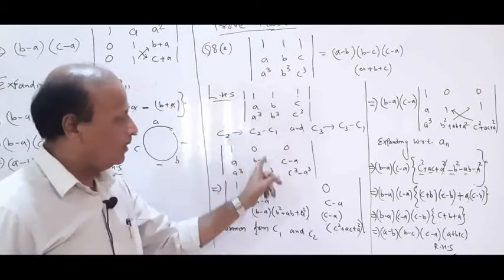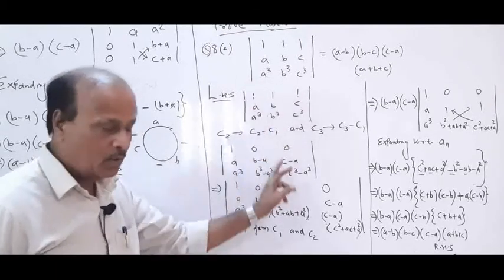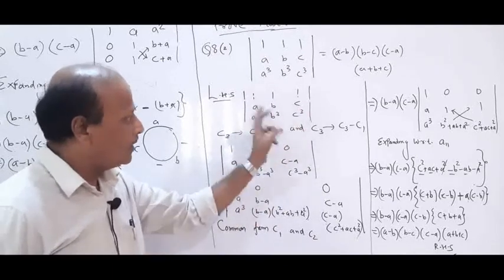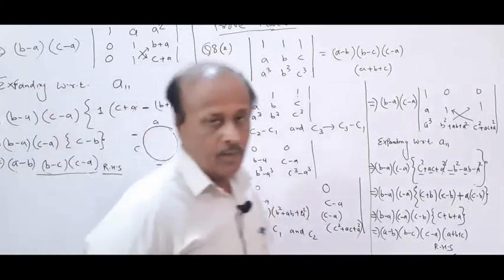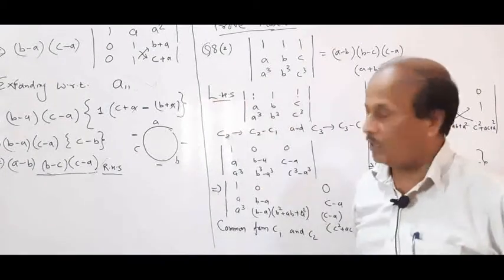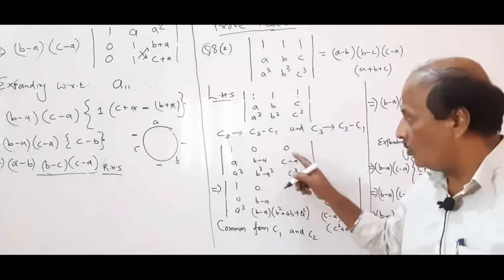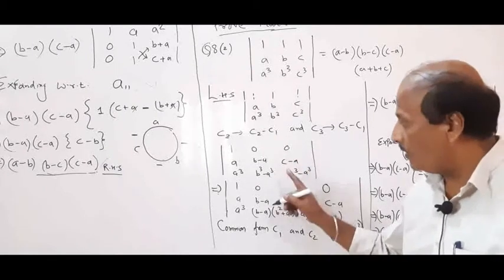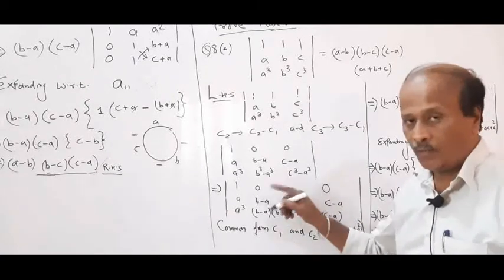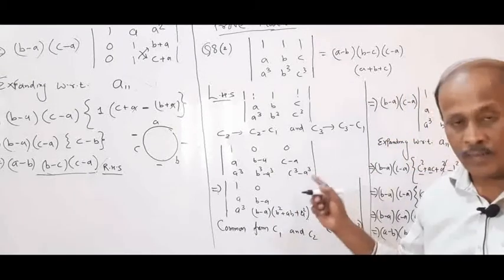1 minus 1 is 0, and 1 minus 1 is 0, and subtract all the elements also. So B minus A, B cube minus A cube, C minus A, C cube minus A cube. Try to make as many 0s as you can. It will be easy for you to expand that determinant. So that I did. I got my target, 2 zeros. Together with that, you will have to use some algebraic formula if you are finding any algebraic formula on the way.